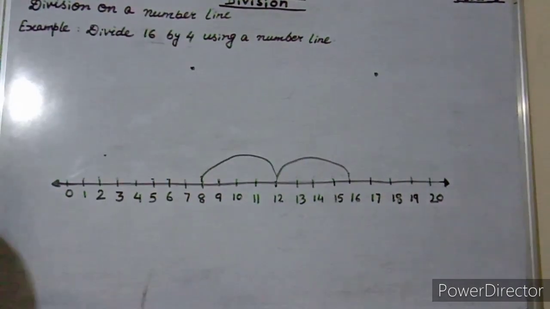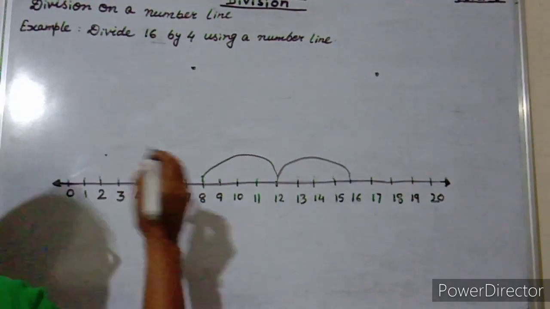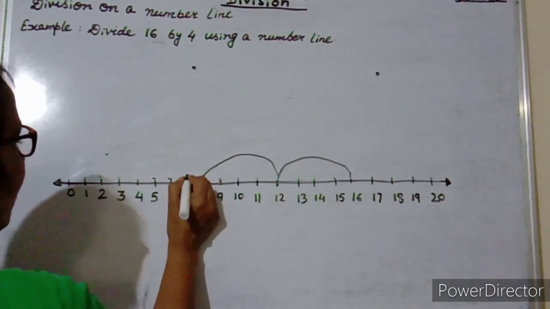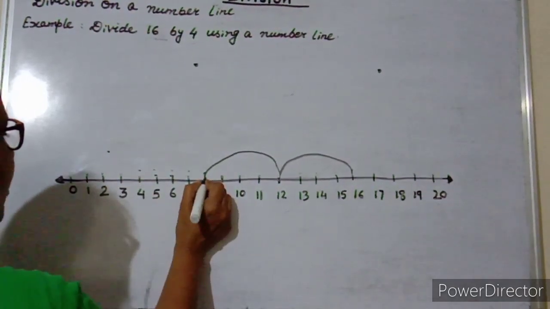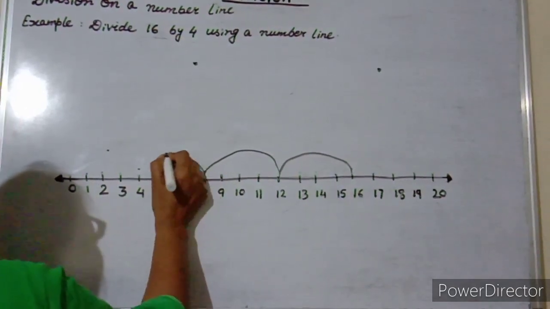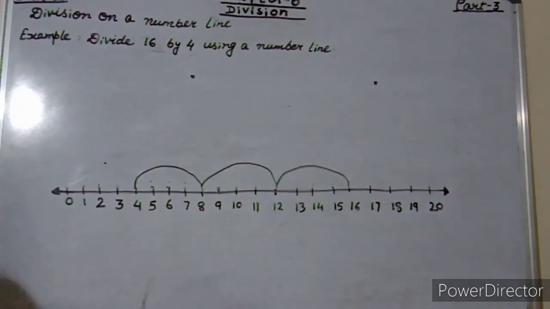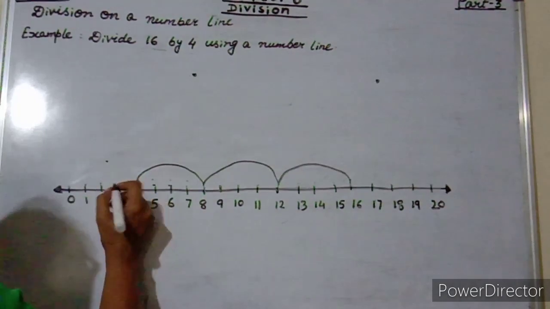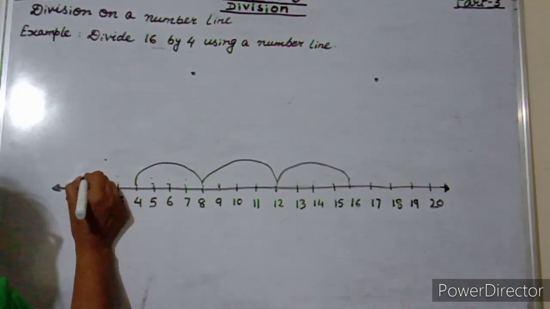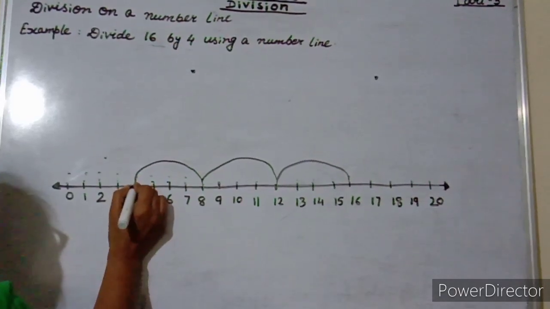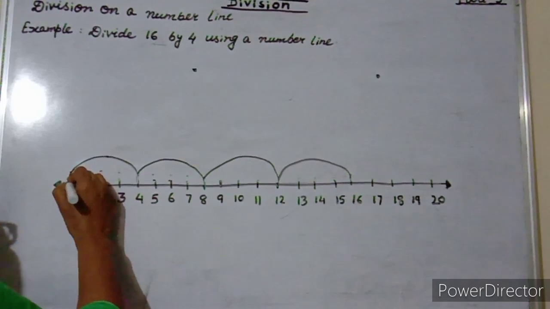Okay students, from 8, what I have to do? Yes, again I will move 4 steps. So see, 1, 2, 3, 4. From 8, I have reached 4. So students, till 0 I have to move. Again from 4, 1, 2, 3, 4. So again I am moving 4 steps to come to 0.